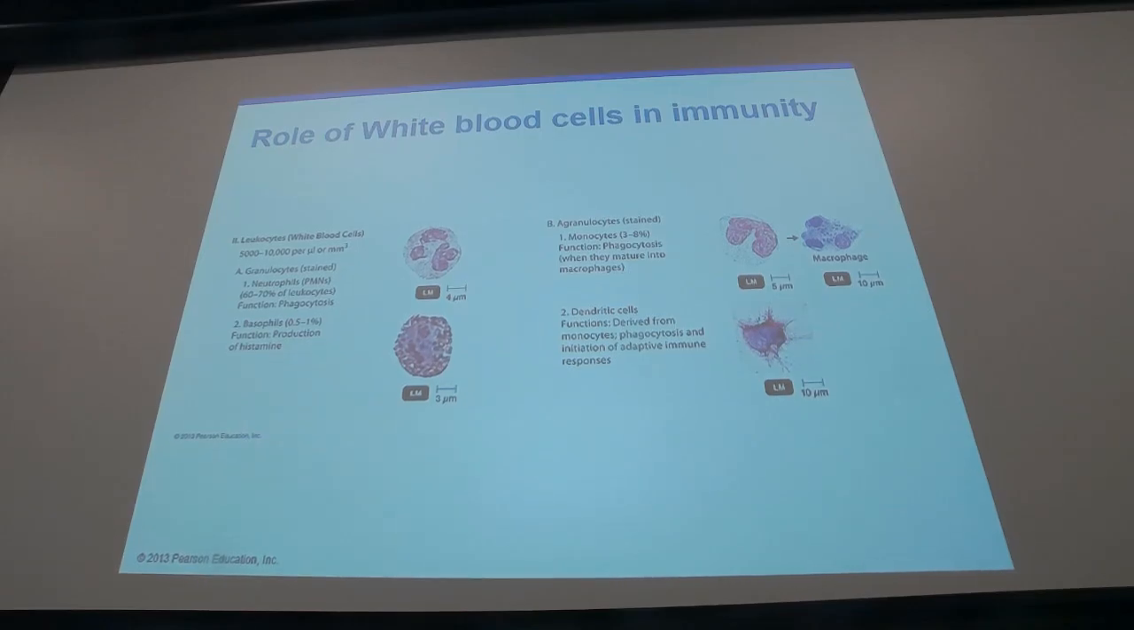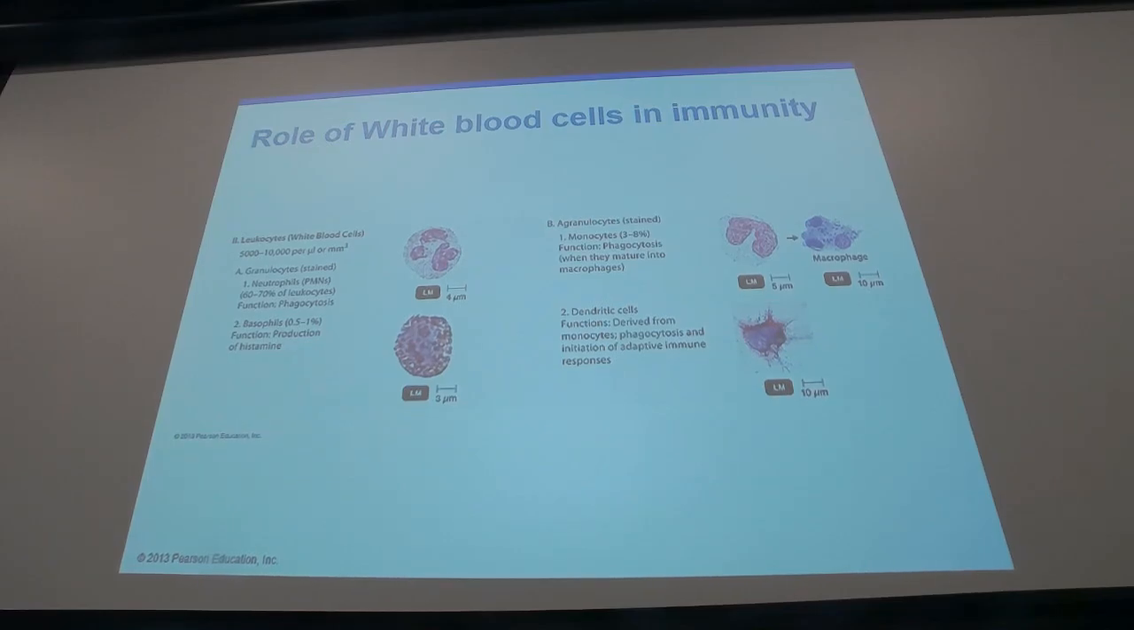And then some macrophages will have a different name based on the area of the body where they are found. Like if they're found in the brain, they will be called microglia. If they're found in the liver, they're going to be called Kupffer cells. If they're found in the skin, it will be dendritic cells. If they're found in the lungs, they will be called dust cells.